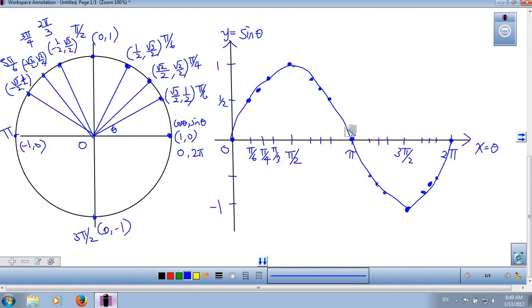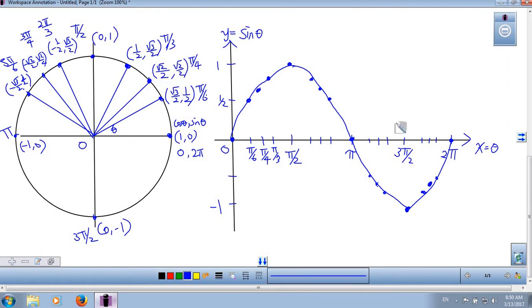So what happens after 2 pi? Well, if you look at the unit circle, after 2 pi the values start to repeat. You start going back to pi over 6, pi over 4, and pi over 3, so this will repeat. This value will start repeating itself, which makes this sine function a periodic function.